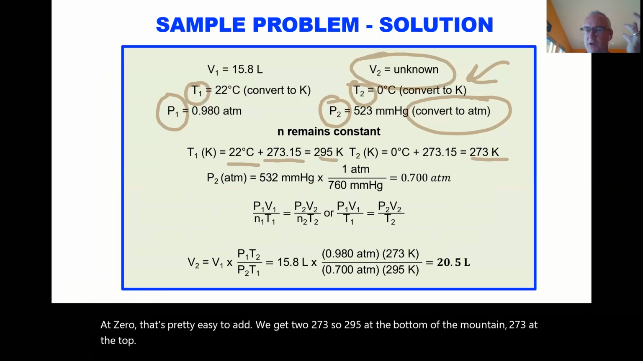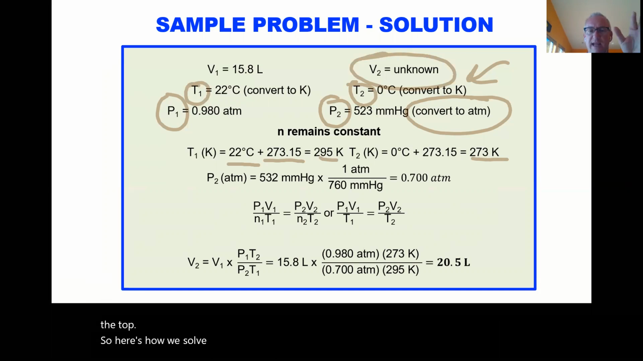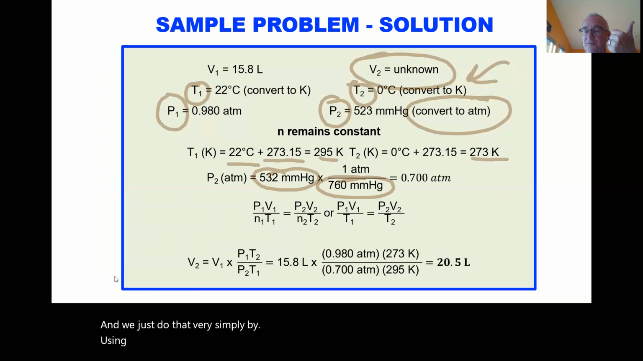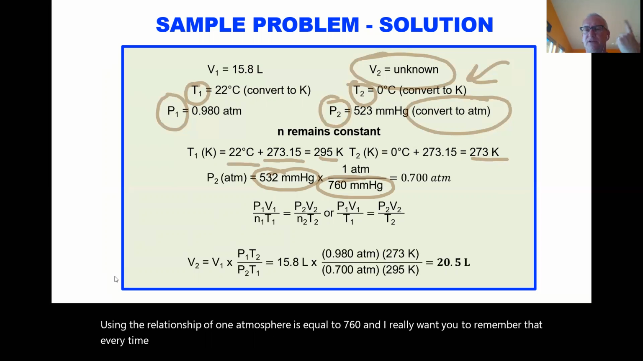So here's how we solve it. We change our second pressure to atmospheres, and we do that very simply by using the relationship of 1 atmosphere is equal to 760. And I really want you to remember that. Every time you do a conversion, you're just multiplying by 1. That's all you're doing. That's why it's essential to have the units in there.